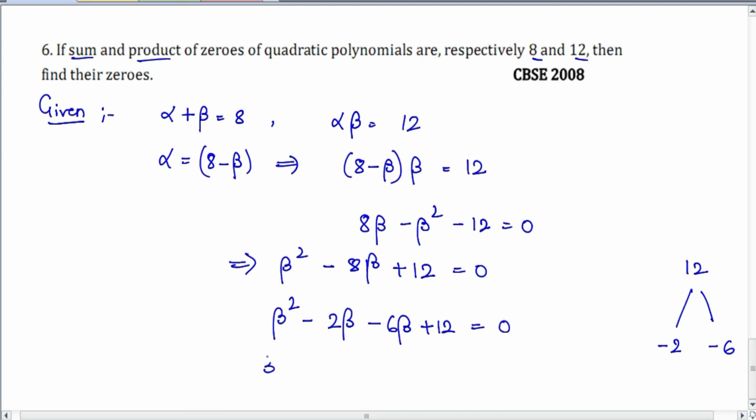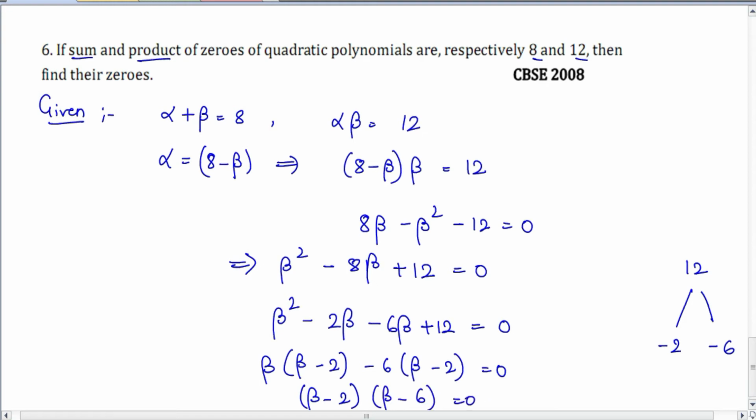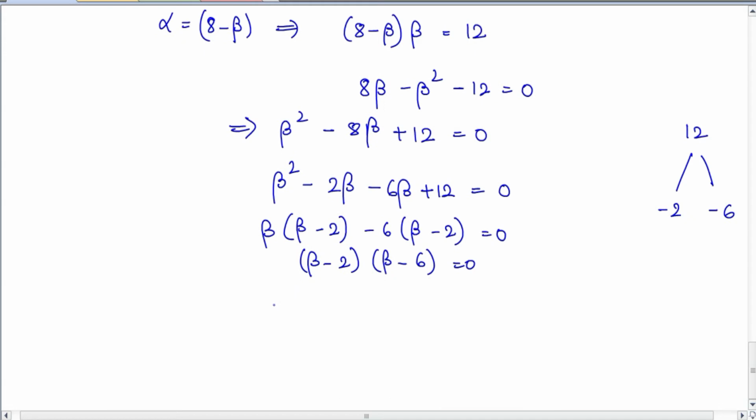Now here beta is common. You get beta minus 2. Here minus 6 is common. You get beta minus 2. Now take beta minus 2 common. You will get beta minus 6. So what are the zeros of the polynomial here? Therefore beta equals 2 or beta equals 6. So basically whatever values you're going to get, those are the zeros of the polynomial.